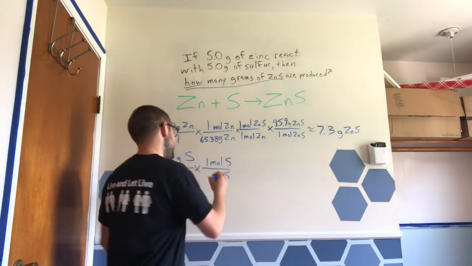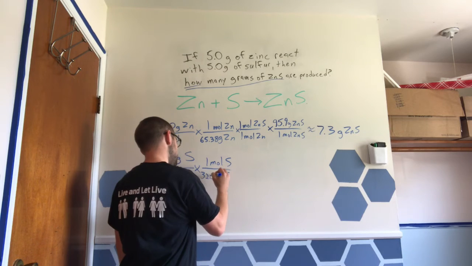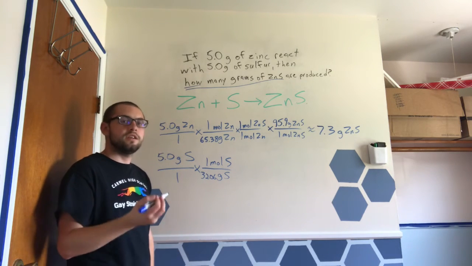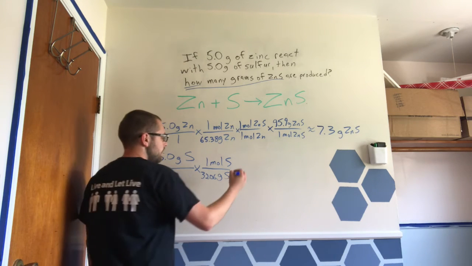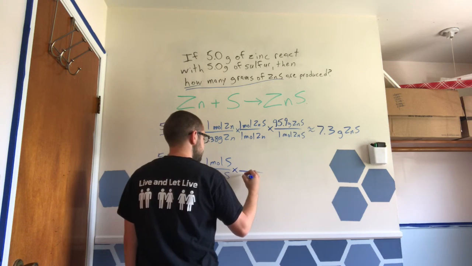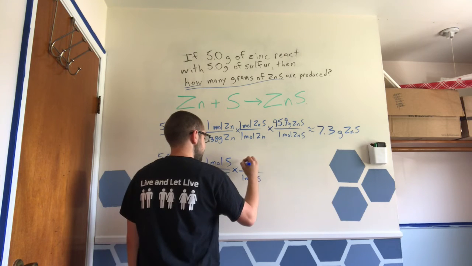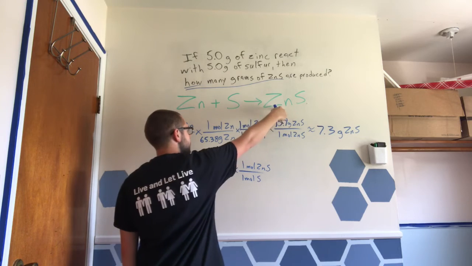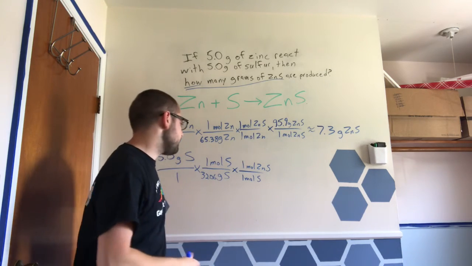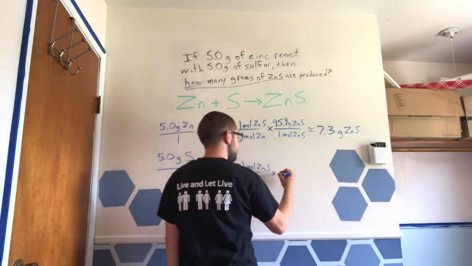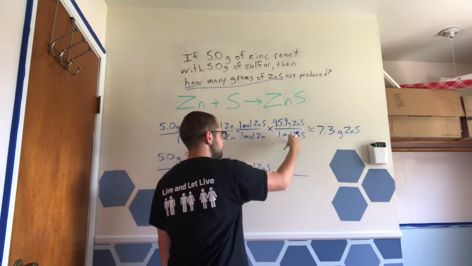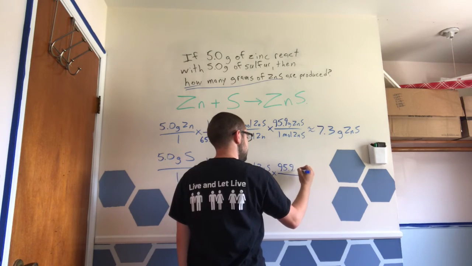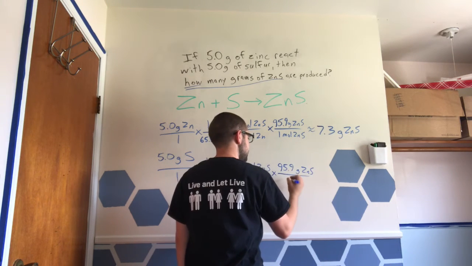I would look this up on the periodic table. Sulfur is one that I know. It's about 32.06 grams per mole. I go into the mole bridge. Again, it's 1 to 1. 1 mole of sulfur produces 1 mole of zinc sulfide. And then my final step is identical. It's the molar mass of zinc sulfide. It's the same numbers here and units.